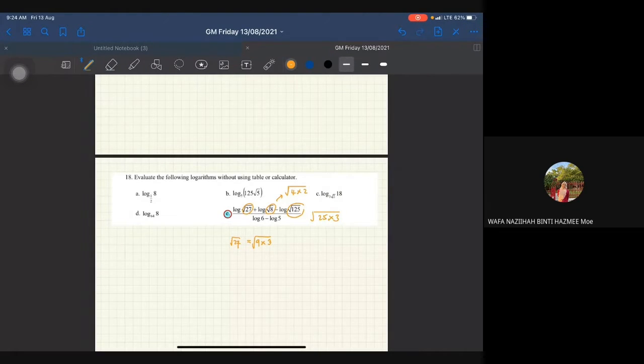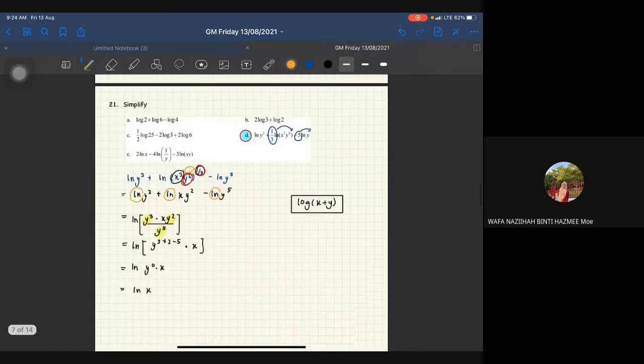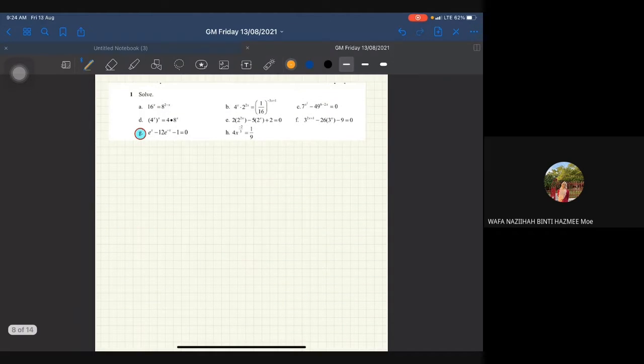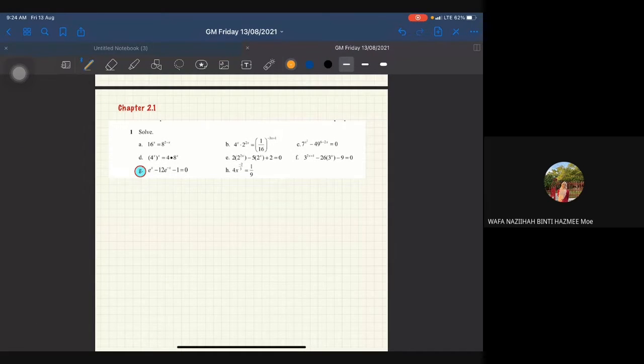Alright. Okay, so let's move to 2.1. Kita ada lagi half an hour, more or less. Okay, let's try to move as fast as we can. Okay, so chapter 2.1, dia bersambungan dengan chapter 1.3. Okay, so different is just in chapter 2.1 you need to solve. Okay, so solving means you need to find the values, the unknown. Okay, so kalau ada X, awak carilah nilai X tu apa. Kalau dia ada M kat situ, so you need to find what are the values of M. Okay, so that is what solving means.